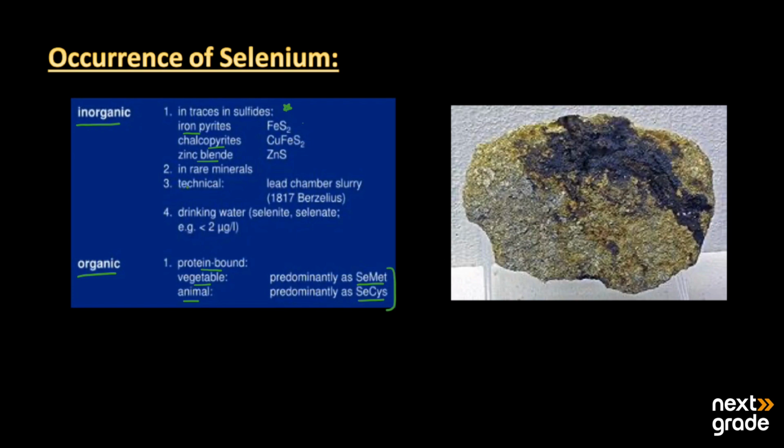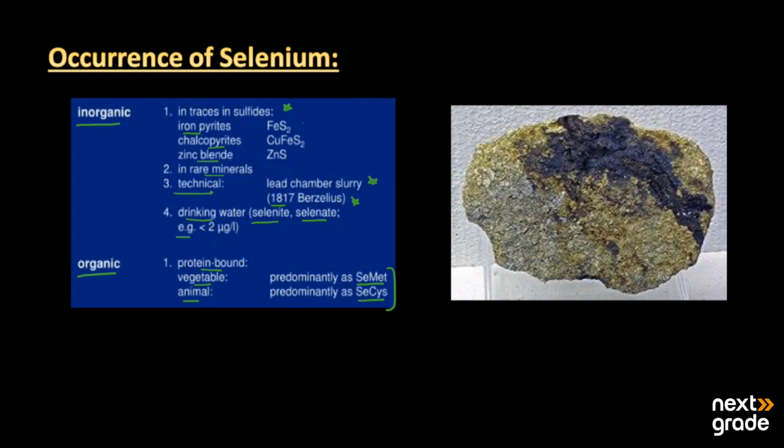On the other hand, it is present in rare minerals. We also find selenium in drinking water as selenite and selenate, and its amount is less than 2 microgram per liter, which is very little. When we talk about its technical occurrence, the lead chamber slurry, in 1817 in Berzelius's time, was also containing selenium.